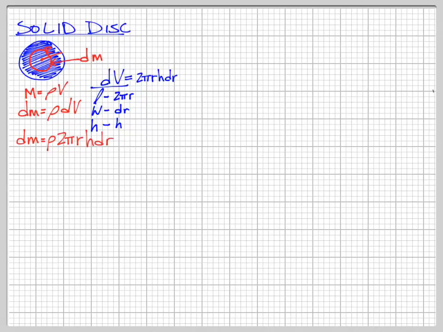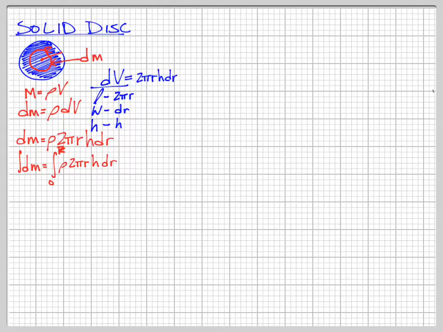And now we're going to integrate both sides. Integrate dm and integrate the other side from 0 to capital R. The reason we're doing that is because we're starting at the very center of the circle and ending at the very edge of the circle. What we did in class today, we had different limits because we didn't start at the very center. So we add up all our little pieces of dm and that gives me m.